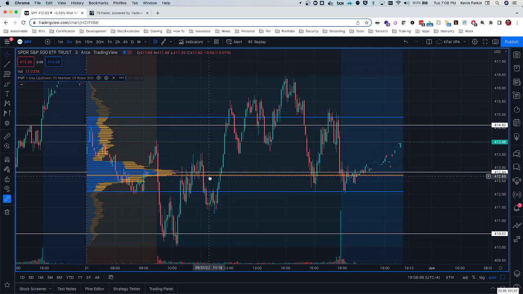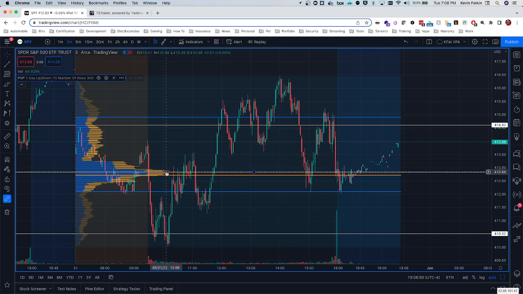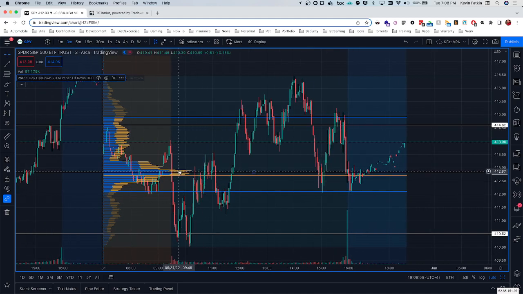One thing that's very interesting about the POC is that not only can it act as support and resistance, and it will fluctuate throughout the day, which allows for different setups throughout the day. Not only will it act as support and resistance as price comes up and hits it, because that's where you can guarantee a large amount of volume is going to come into play, but oftentimes it also acts as a magnet.